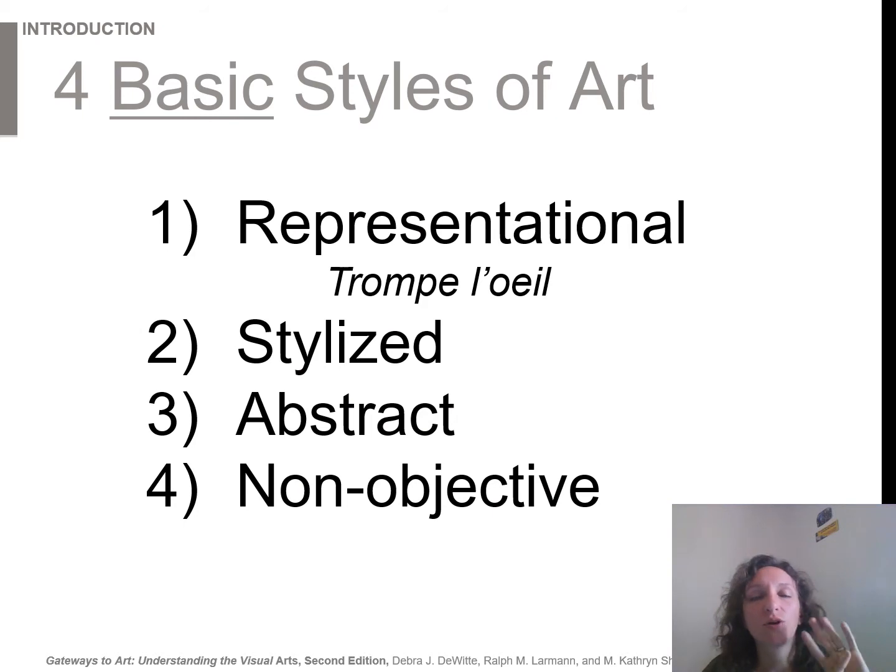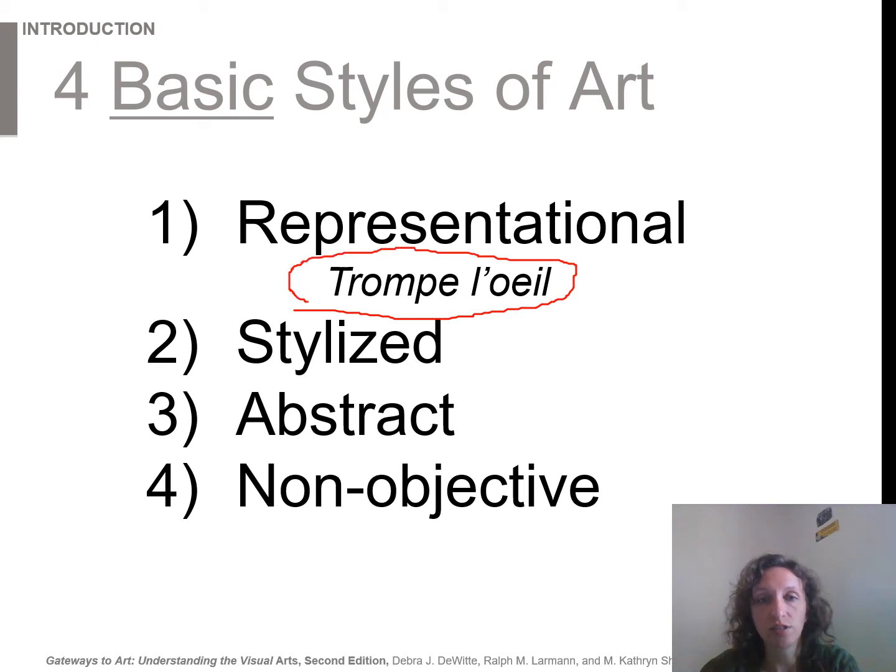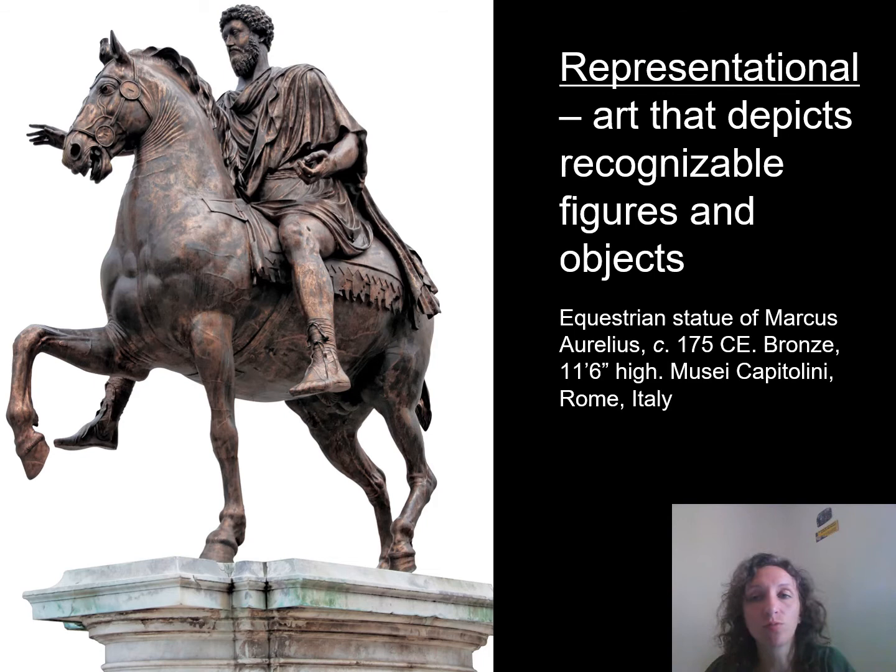All right. So there are 4 basic styles of art listed here. This word, trompe-l'oeil, is sort of a subset underneath representational art. So we're going to talk about that here in just a minute, but I want you guys to know these 4 basic styles of art. So first is representational. It's art that depicts recognizable figures and objects in a realistic way, right?